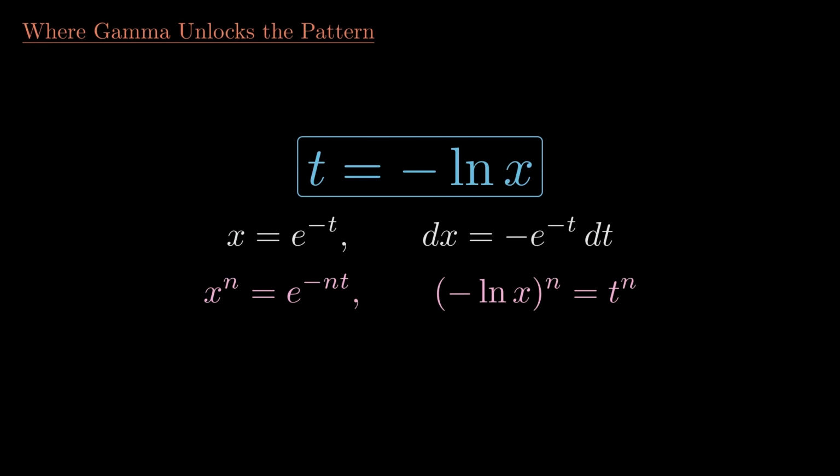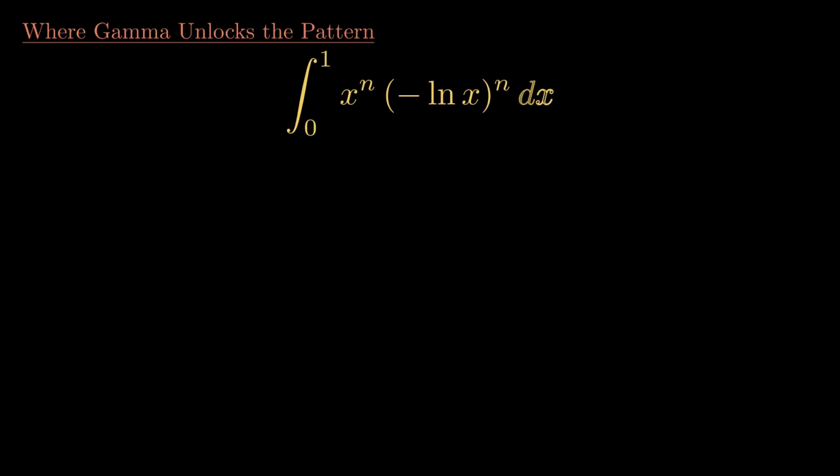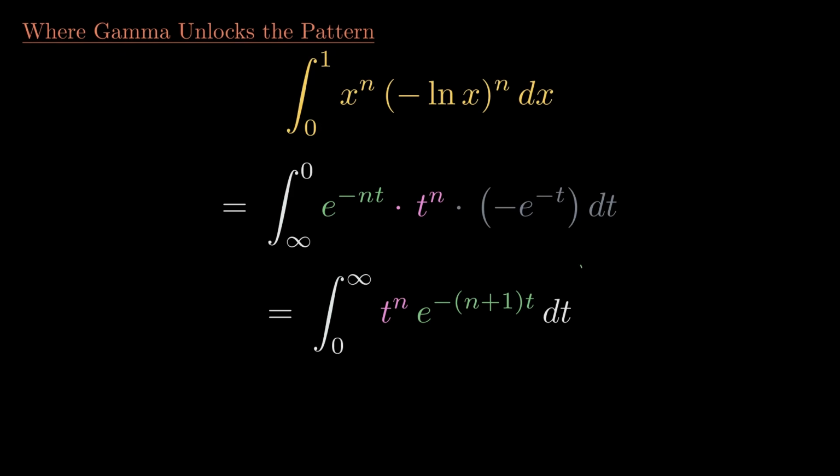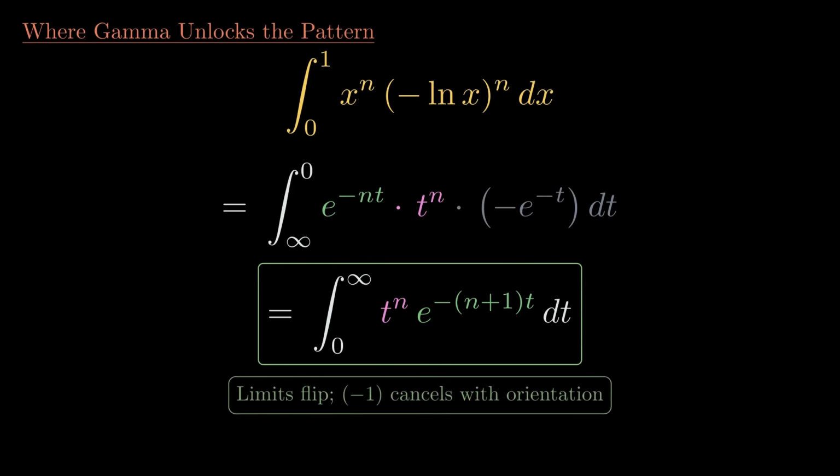At the same time, x to the n becomes e to the negative nt, and negative natural log x to the n becomes t to the n. The limits change too. When x equals 1, t equals 0. And as x approaches 0 from the right, t approaches infinity. So the integral transforms into the integral from 0 to infinity of t to the n times e to the negative (n plus 1) t dt.